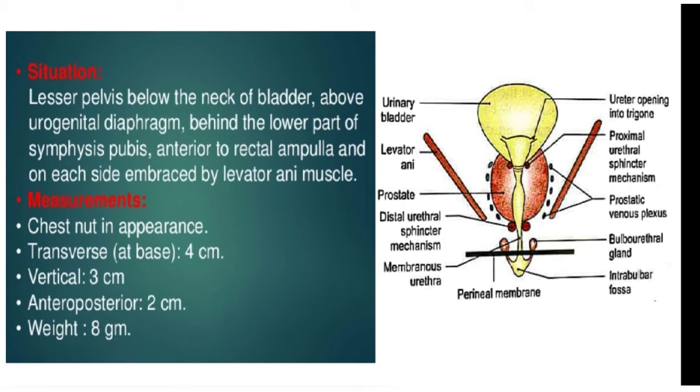Measurements: chestnut in appearance, transverse diameter 4 cm, vertically 3 cm and anteroposteriorly 2 cm. The weight of this gland is 8 grams.